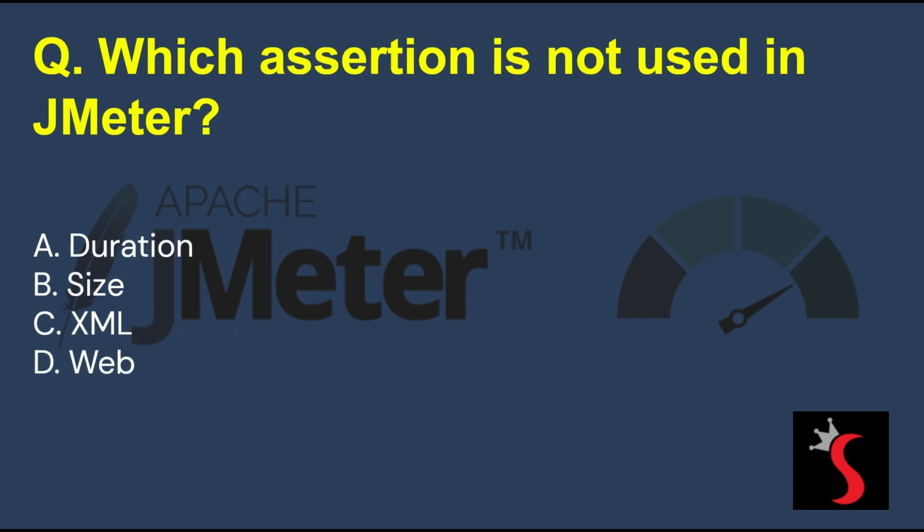Which assertion is not used in JMeter? A. Duration. B. Size. C. XML. D. Web.